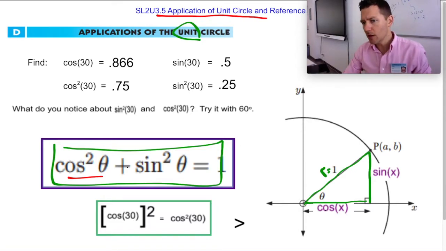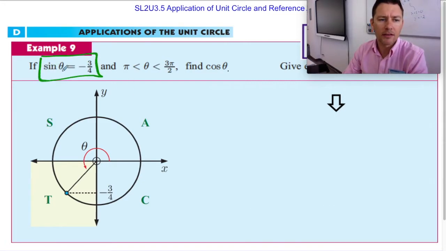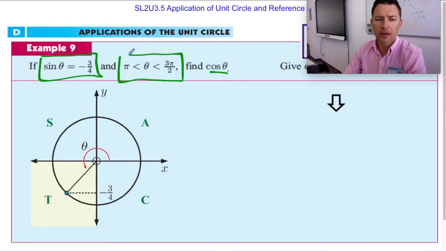All right. So here's the whole idea: they give you the ratio that makes the sine of the angle. So they say sine of an angle is -3 over 4, and they say find some other ratio. They give us some contingency about where the angle is. They say it's between pi and 3 pi halves, so we know it's in this quadrant.